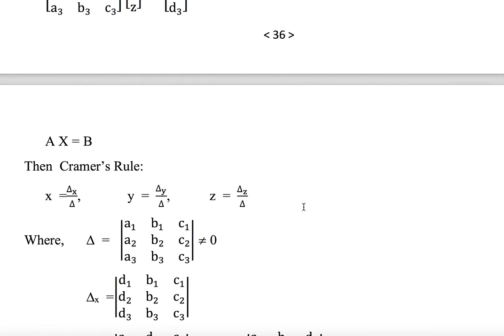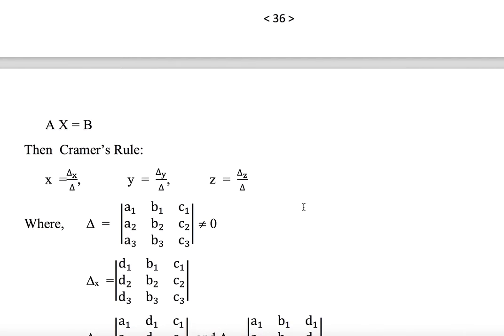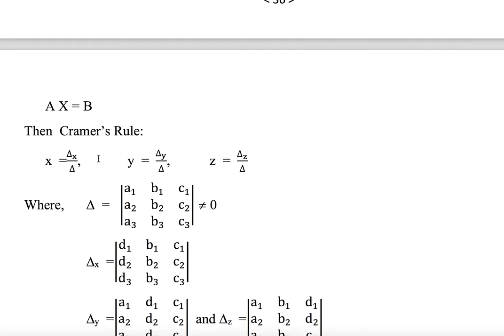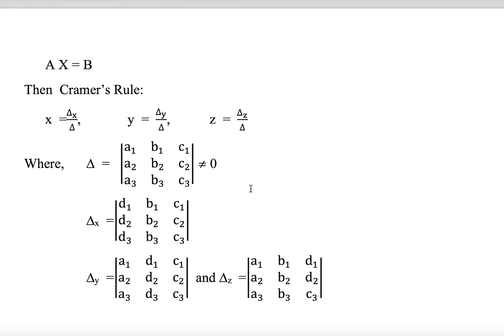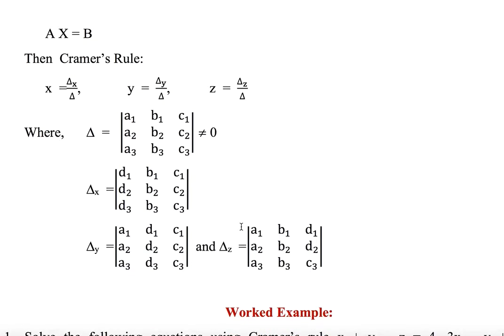Then the famous Cramer's rule says if you want x, then it will be delta x by delta, y is delta y by delta, z is delta z by delta. What is this delta x, delta y, delta z? We will see. You know the determinant, right? When the determinant is not equal to 0, then only you can find x, y, z. Okay, otherwise there is no unique solution. So what is delta x?